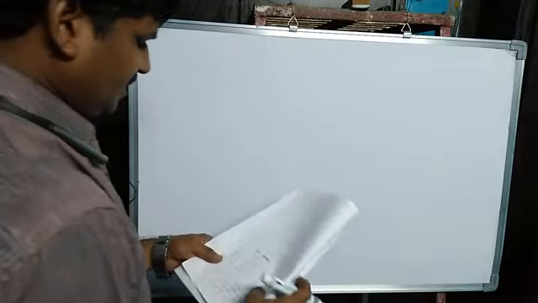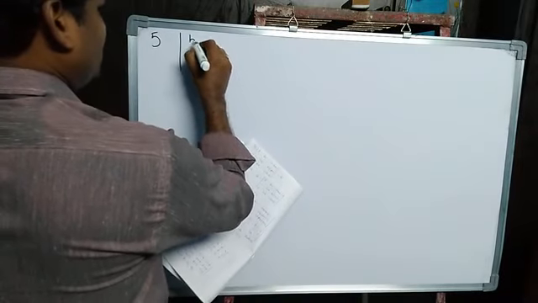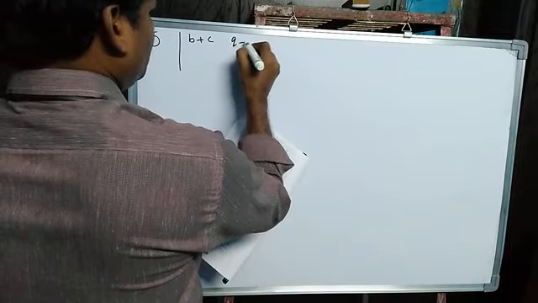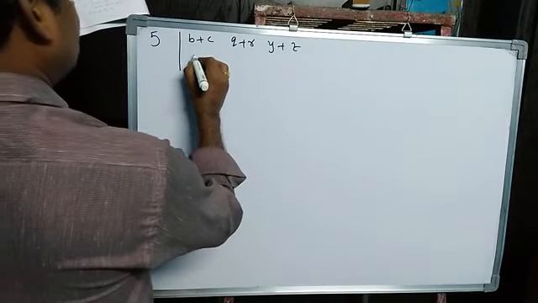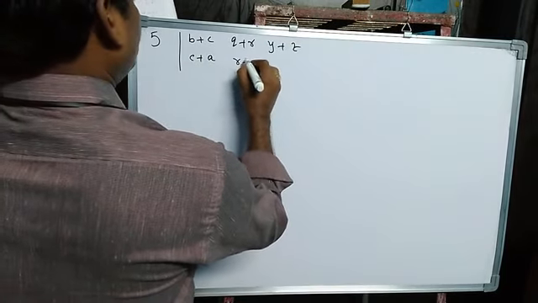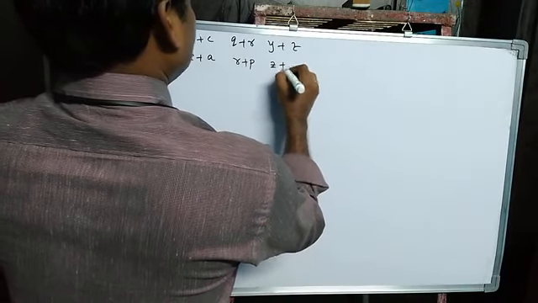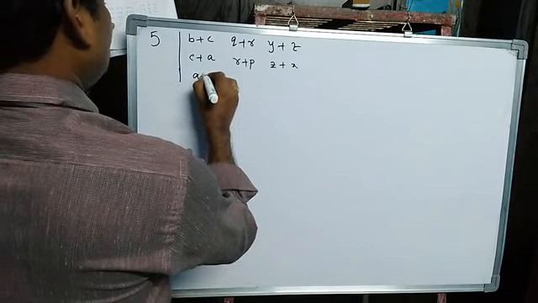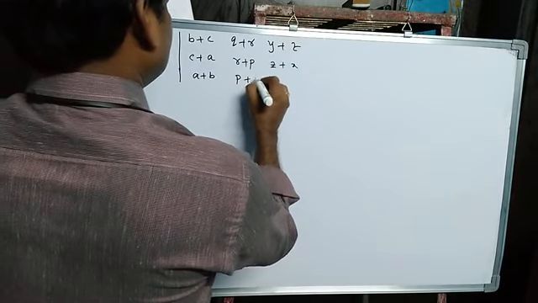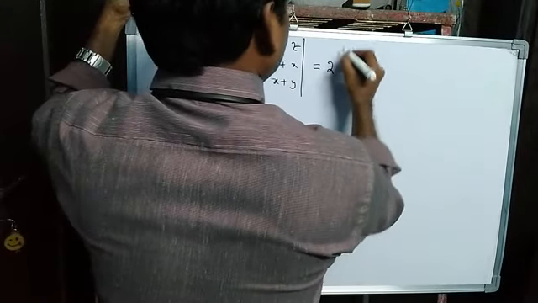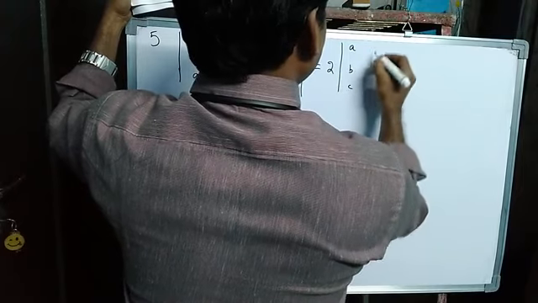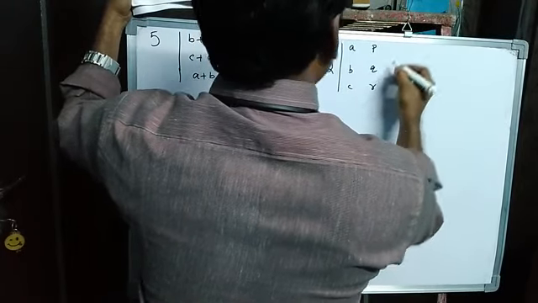So what is the next question given here? Question number 5. The determinant: first row B plus C, Q plus R, Y plus Z. Second row C plus A, R plus P, Z plus X. Third row A plus B, P plus Q, X plus Y. This determinant value is equal to what we have to prove now: 2 into the determinant of A, B, C, P, Q, R, X, Y, Z.